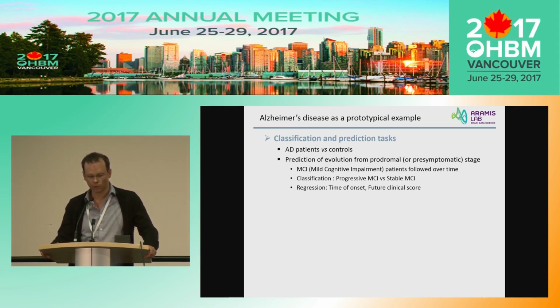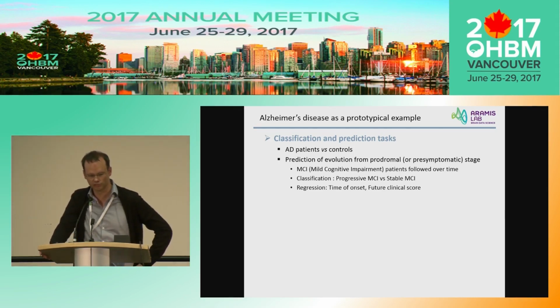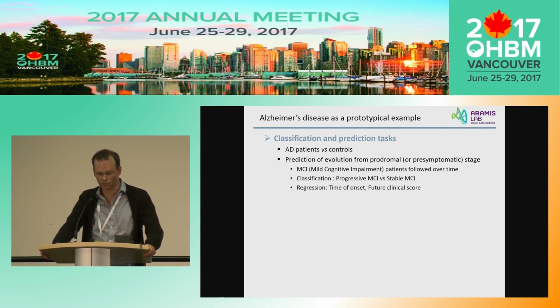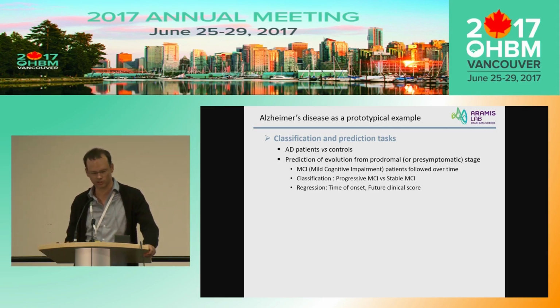Or you can try to do more interesting things like predicting the evolution from, let's say, prodromal or even pre-symptomatic stages of patients. So usually that will involve patients at an early stage, for example, having MCI, mild cognitive impairment, that are followed over time. And then you can set this problem either as a classification problem, separating progressive MCI from the patients that remain stable, or, and it's a better way to set the problem, as a regression problem where you try to predict the time of onset or the future clinical score.